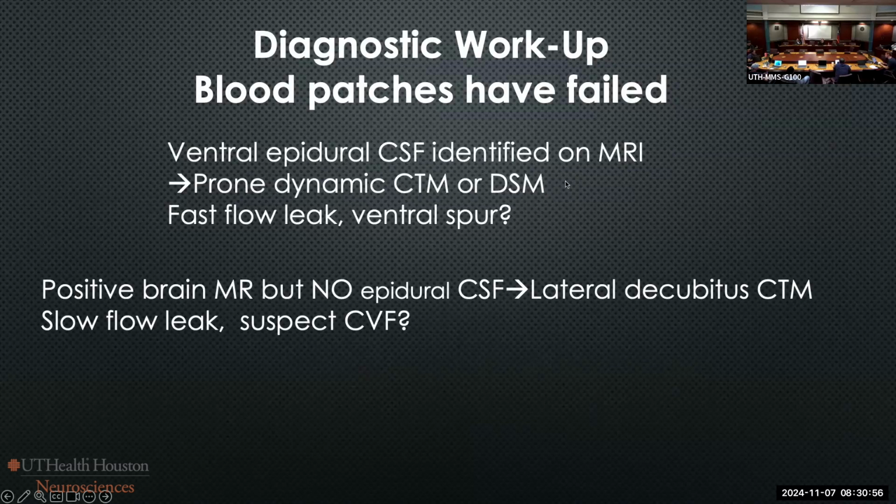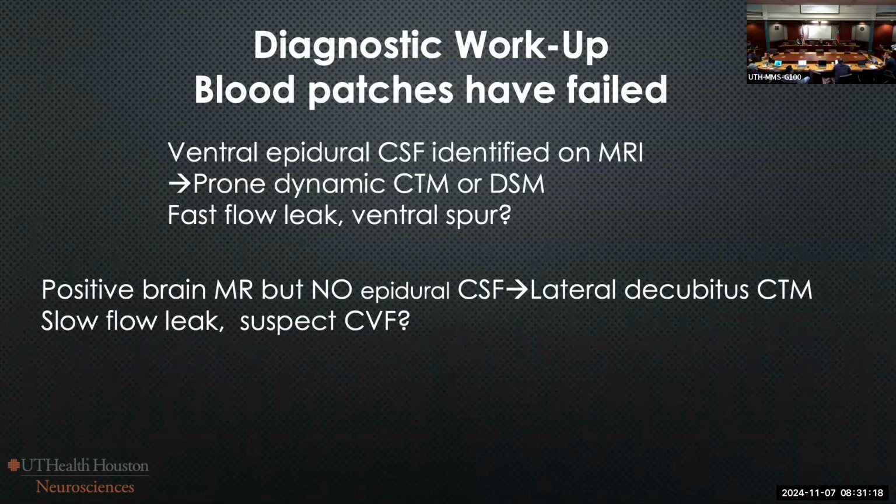Those are the two best options if there's a fast flow looking for a spur. Now, can you just do a regular CT myelogram? Yes, you can, but it might equalize. If the flow's really fast, it might equalize and you might not know where it's coming from. So that's the downside.